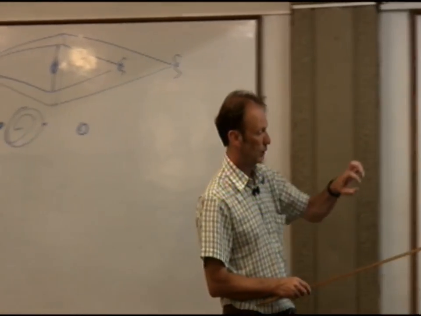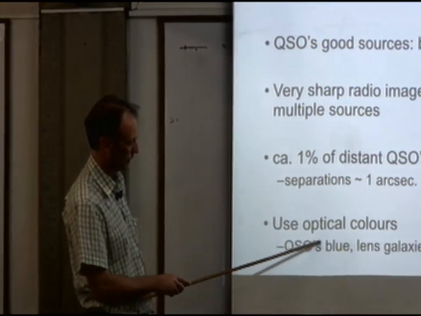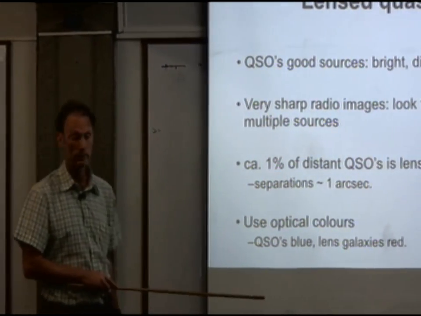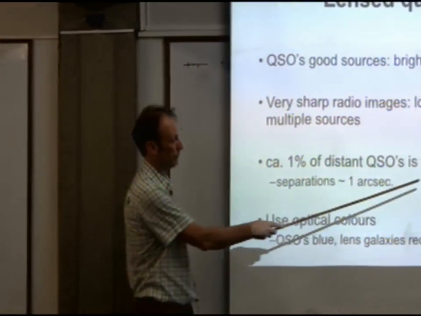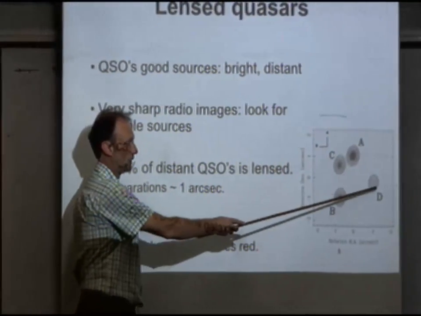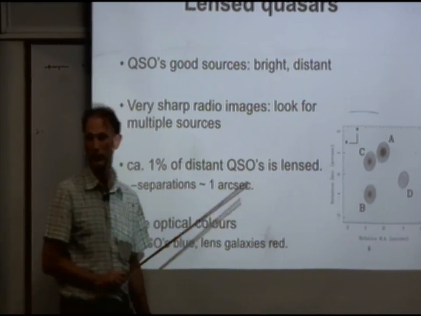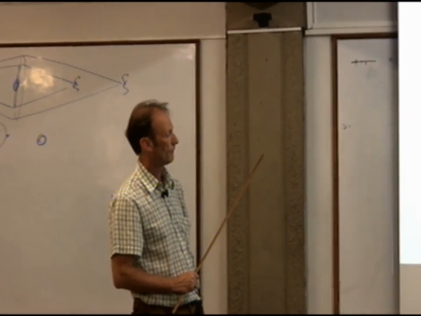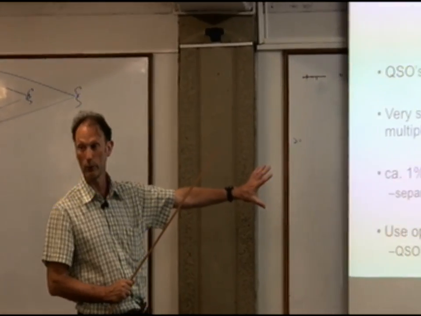And so in the optical, then you have a very nice contrast also between the quasar light, which is going to be very blue, and the light from the lens galaxy, which is very red. And in the radio, in fact, usually the lens galaxy is completely invisible, so you have a very clear view of the image positions of the quasar. And so again, there are hundreds of cases like this now known.